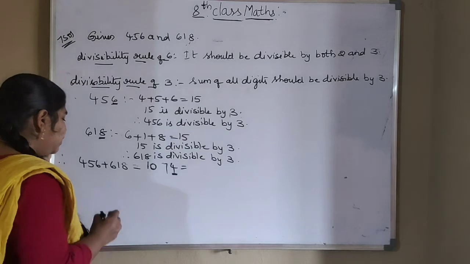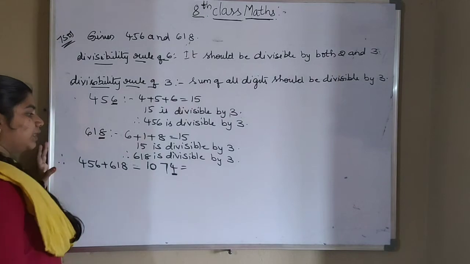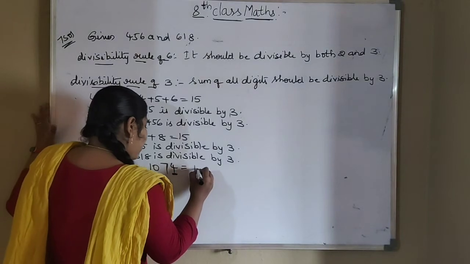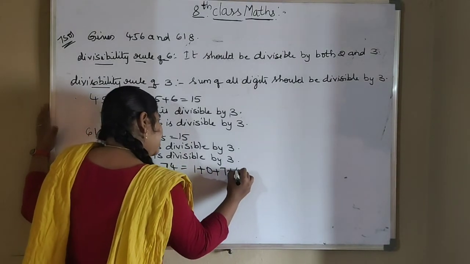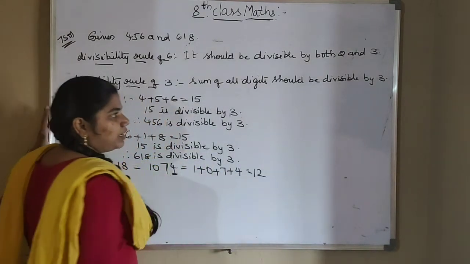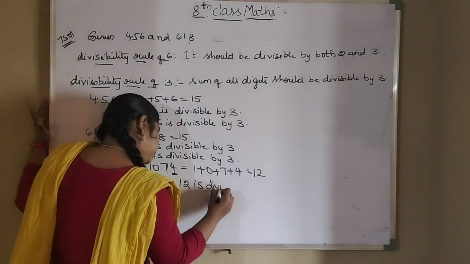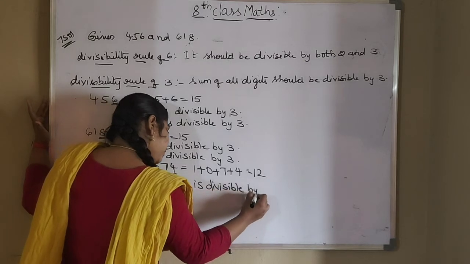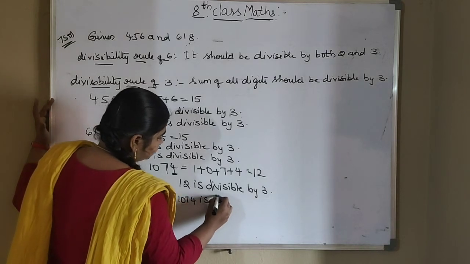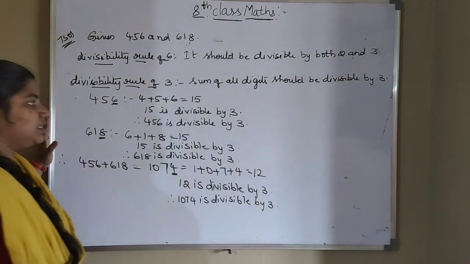Now we have to check for the sum. If you add these two values, you got 1074. Whether this 1074 is divisible by 3 or not, we have to check. Add all the digits. 1 plus 0 plus 7 plus 4. 7 plus 4 is 11. 11 plus 1 is 12. 12 is a multiple of 3, so it will be divisible. Therefore 1074 is divisible by 3. So in all the cases they are divisible.